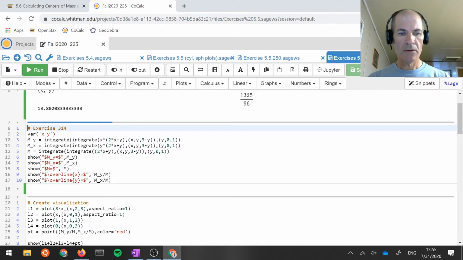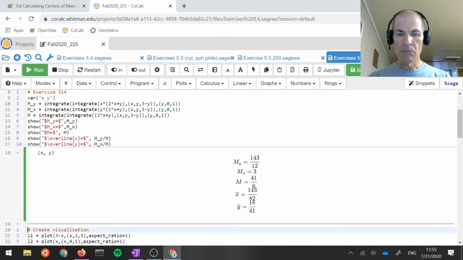So here we're integrating x times the density function over the ranges that we decided. The moment about the x-axis is y times the density function, same limits of integration. And then finally the mass is just integrating the density function without this extra factor of x or y that you see in the moment quantity. We'll do all of these integrals simultaneously and print the results.